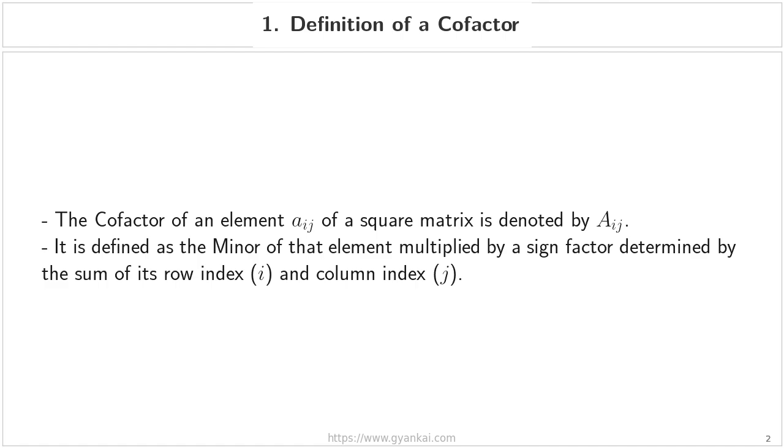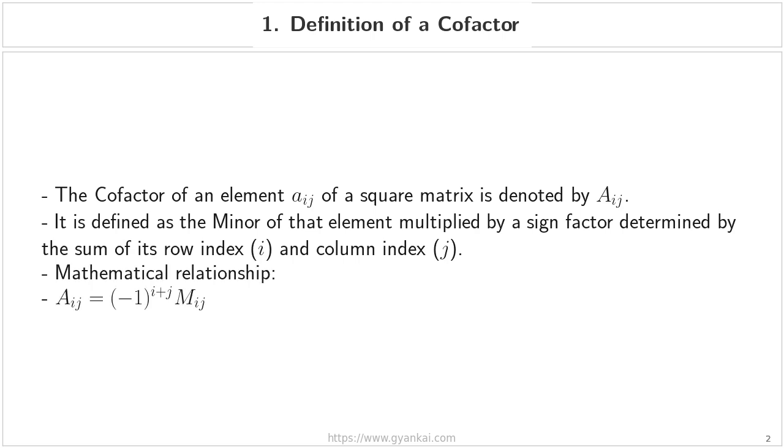It isn't just a new number. It is the minor we just learned about, but with one extra step. We take that minor and multiply it by a specific sign factor. This sign factor is determined by looking at the sum of the element's row index and its column index. To put this into a formal mathematical relationship, we write A sub ij equals -1 raised to the power of the sum of i and j, all multiplied by M sub ij.